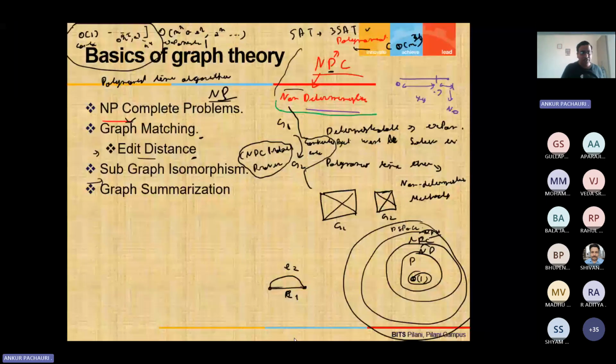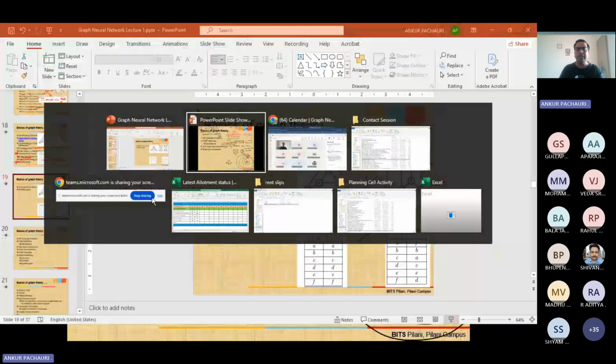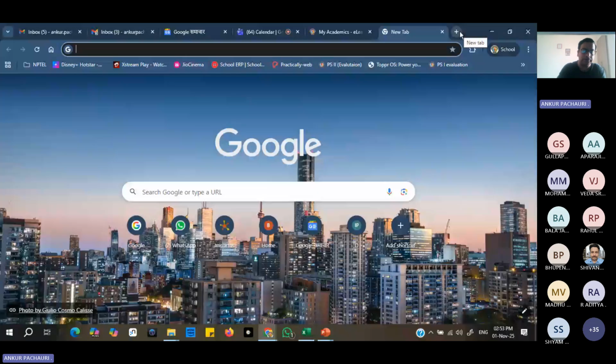Okay, summarization. Graph summarization means whenever we are given a bigger graph, we have to extract out, or store, or perform the operation only on the important part of the graph. So that we call graph summarization. The example can be maps.google.